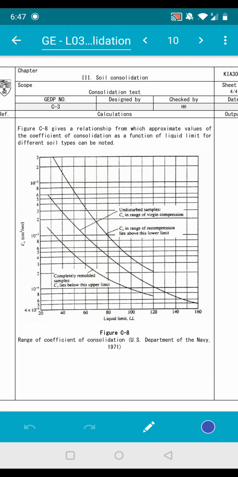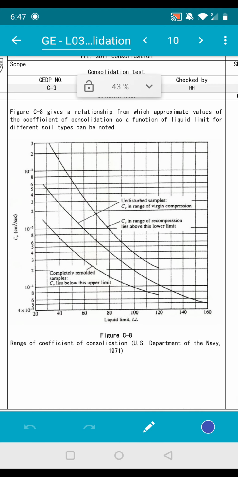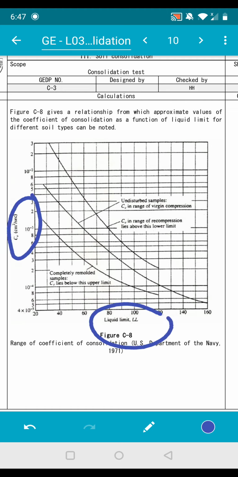Now this is additional information. The figure below is a relationship from which approximate values of the coefficient of consolidation as a function of liquid limit for different soil types can be noted. So this is published by the US Department of the Navy in 1971. They did a lot of tests and they relate the coefficient of consolidation with the liquid limit. And they also have established a value that you can choose whenever you have information such as liquid limit. You can straight away get your coefficient of consolidation. Okay, but you have to take care that different types of soil will have different charts.